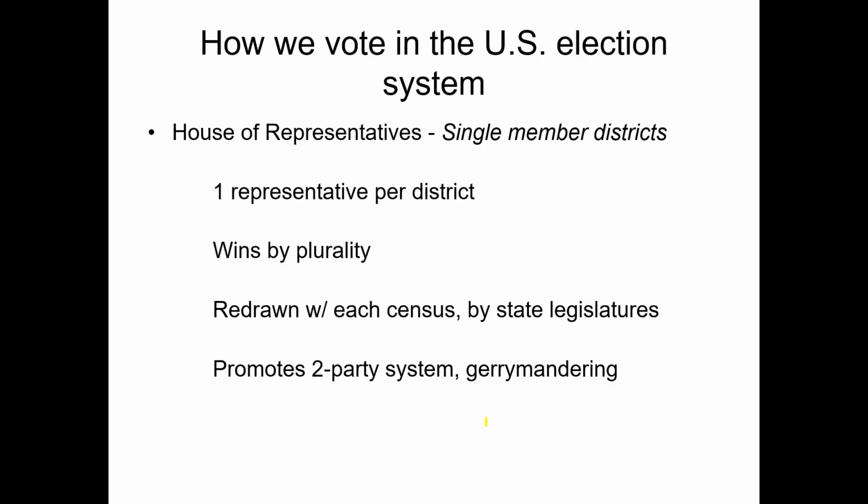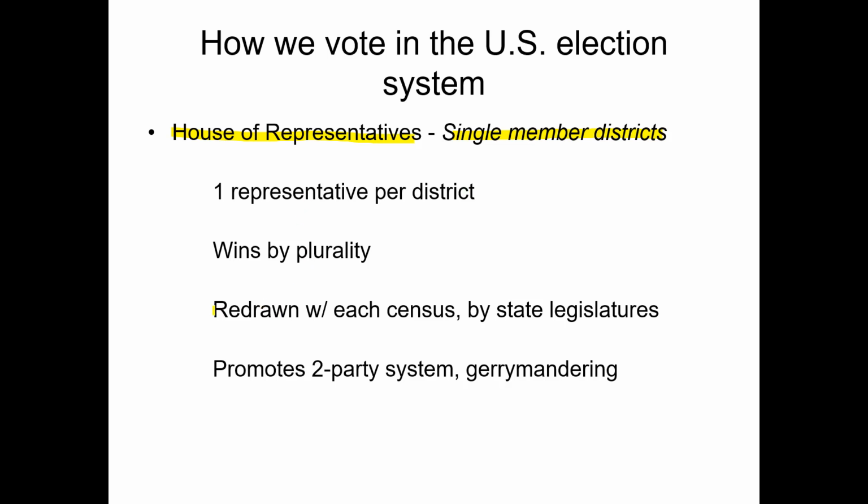Let's look at how we vote in the U.S. election system. We've touched on this a little bit already. Looking at our House of Representatives, each representative comes from single-member districts. So there's one representative per district. That's outlined in the Constitution. That person can win by plurality, which means they do not have to have a majority of the vote. That avoids having to have runoff elections.